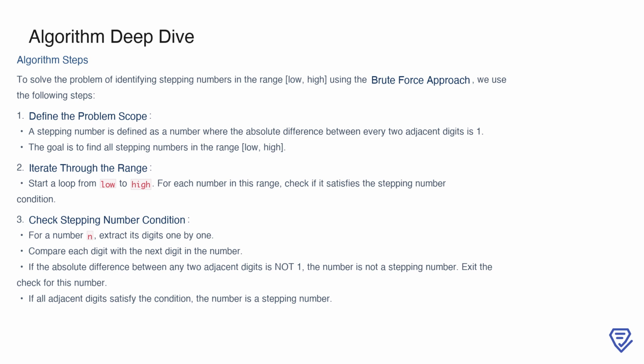To do this using the brute force approach, we begin by iterating through every number in this range, from low to high. For each number, we extract its digits one at a time and compare each digit with the next. If the absolute difference between any two adjacent digits is not equal to 1, we discard the number. However, if all adjacent digits meet this condition, we determine that the number is a stepping number.